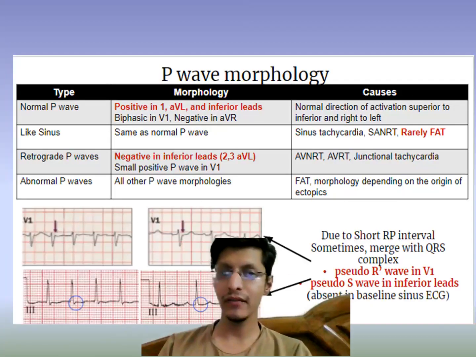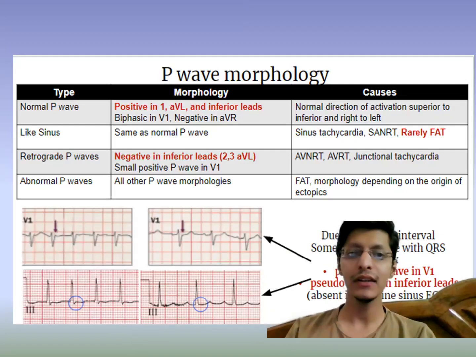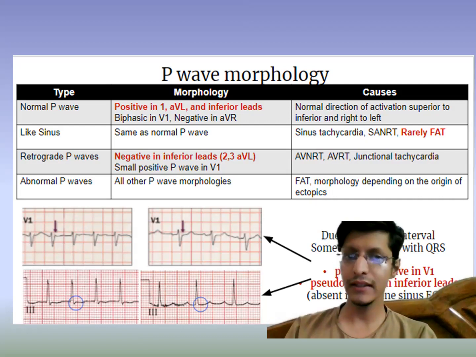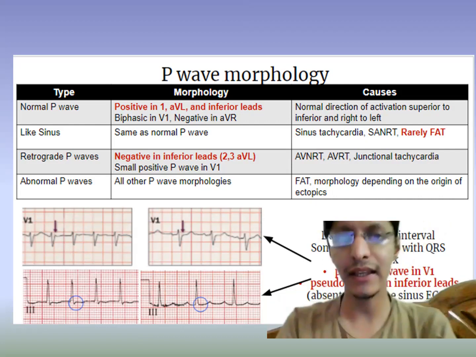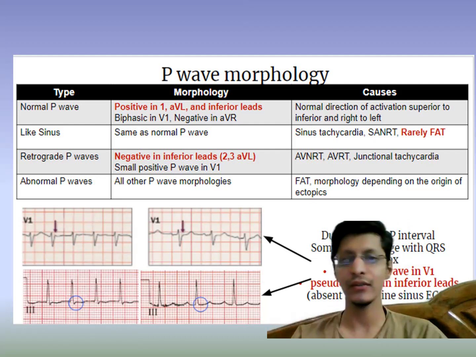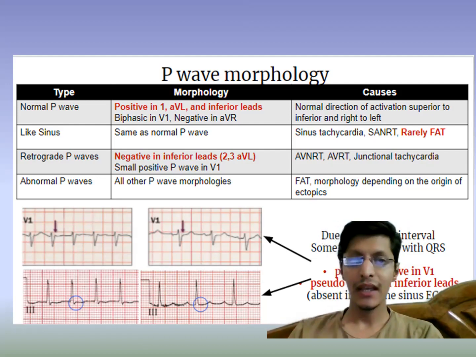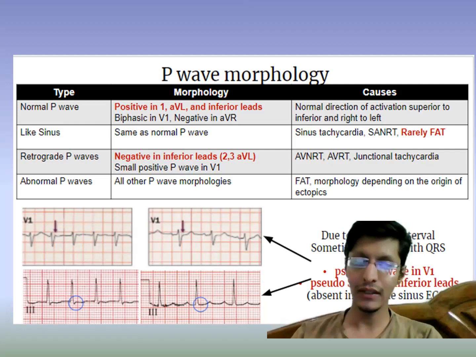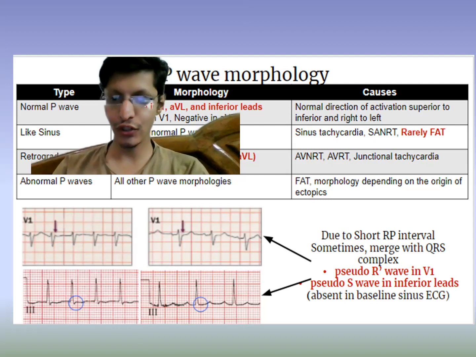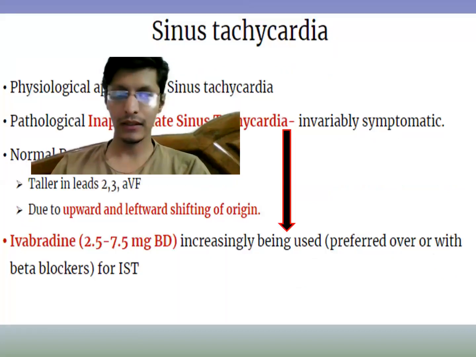Now, P wave morphology: in which leads do you see a P wave? You see a P wave in lead 1, AVL, and the inferior leads. Usually it is biphasic in V1 and negative in AVR. The retrograde P wave will be negative in the inferior leads, as you can see in AVNRT and AVRT. Abnormal P waves can be seen in a focal atrial tachycardia. In this diagram, we can see that there's a short RP interval with a pseudo R prime wave in V1 and a pseudo S wave in the inferior leads. Okay, so the next diagram.